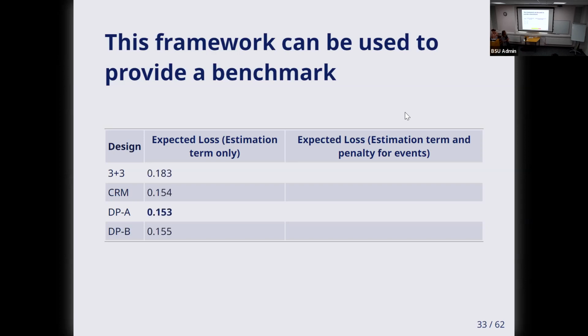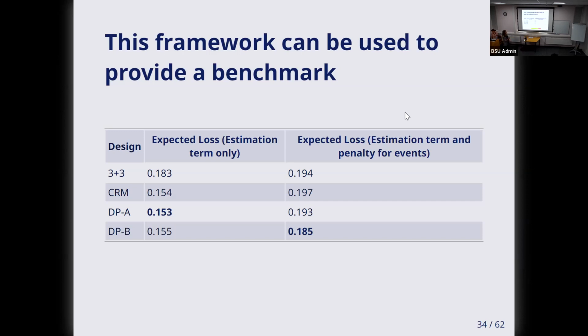So if our aim is just to estimate the maximum tolerated dose well, this is the quantity for the best we can do. So the minimum expected loss is 0.153, and what we see is that the CRM is actually performing pretty much just as well, and the 3+3 is too. And then if we bring in that aim to control for the safety events as well, the best we can do is 0.185, and in this case the dynamic programming design that's optimized for that rule outperforms the CRM.